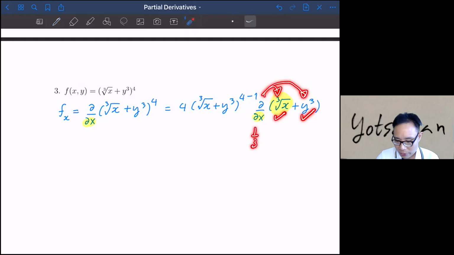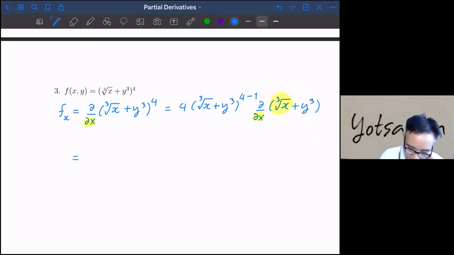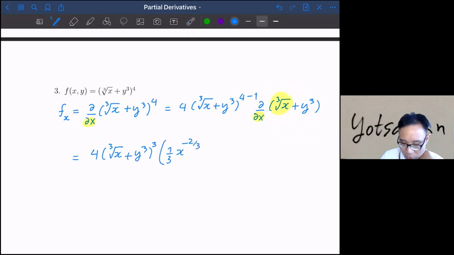So it's going to be 1/3 x to the negative 2/3 for that term. And you see the second term is plus y to the third, so the derivative of y to the third is going to be plus 0. So this one will be 4 times the cubic root of x plus y to the third, and you differentiate x to the 1/3, so it's going to be 1/3 x to the negative 2/3, and you differentiate y cubed, you get 0. Okay, so that will be my fx.